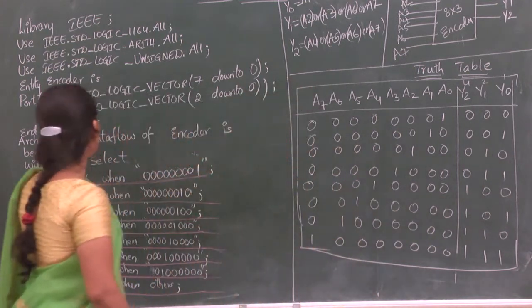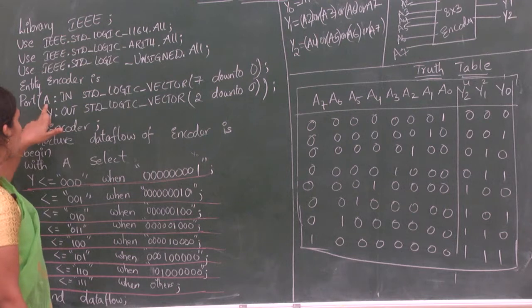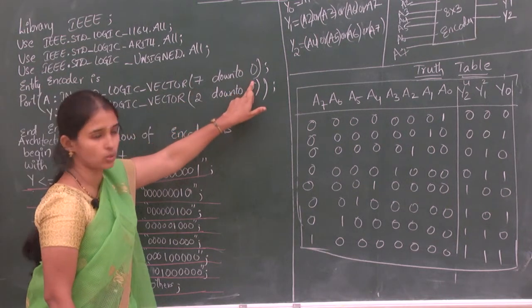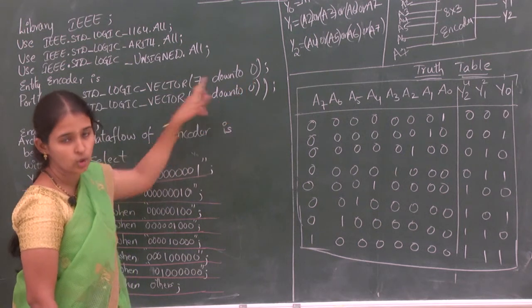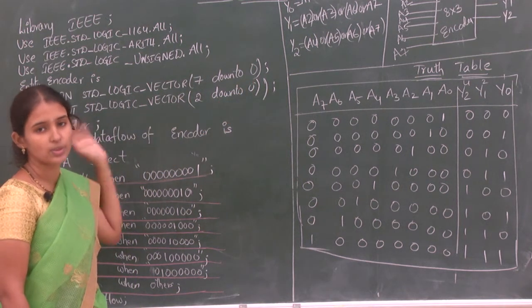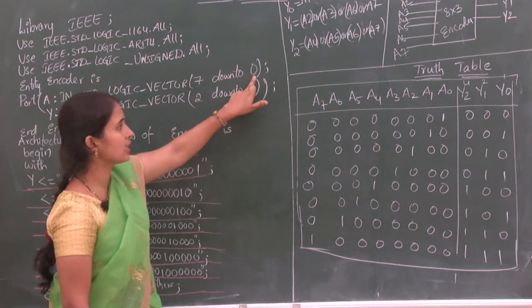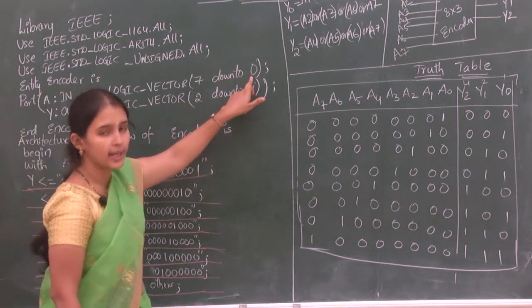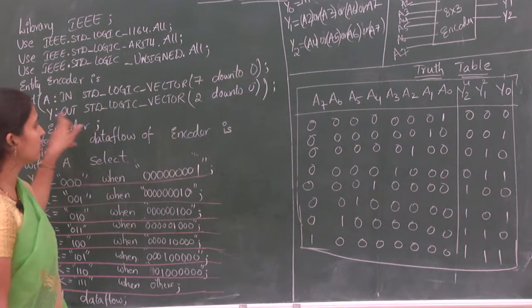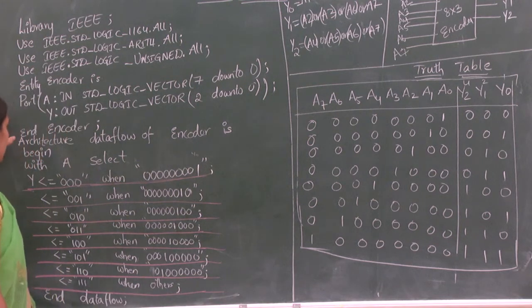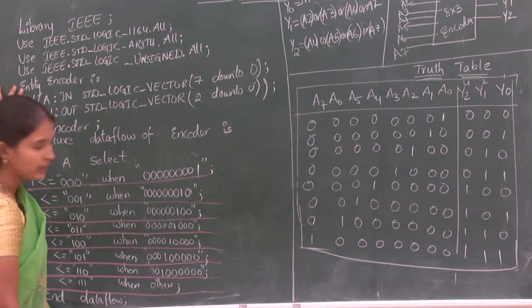In the same way, that is what I am writing in the code. A is my input, taking from 7 down to 0. Either we can mention it like that, or as A1, A2, A3 and so on, but instead I am writing 7 down to 0. It is A7 to A0. At the same time, Y is your output, that is Y2 to Y0. And end encoder, that means the entity declaration has been completed.